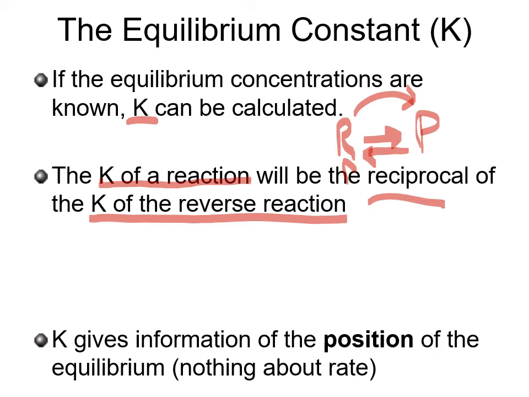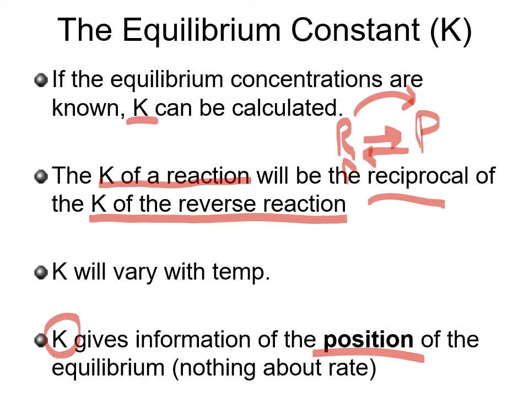K is going to give us information about the position of the equilibrium. It doesn't tell us anything about right now, because remember that the rate of the forward reaction is equal to the rate of the reverse reaction. That's what's happening at equilibrium. What K tells us is the position, essentially how much the reaction has gone towards the product side or how much is left as reactants. It also varies with temperature, so when you change the temperature of a reaction, you're also going to change the K value.